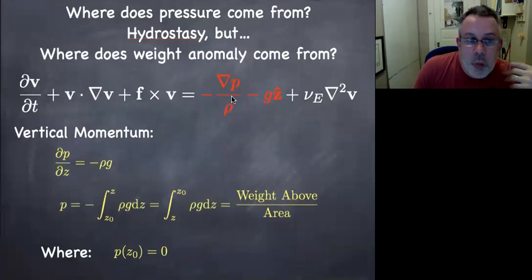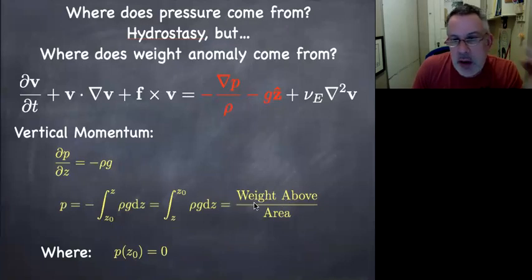But still, this doesn't help us figure out what makes there be weight above you, or anomalous weight above you, even more precisely, because we don't care about the pressure itself. We care about the horizontal changes in pressure. That's what's driving the geostrophic velocity.